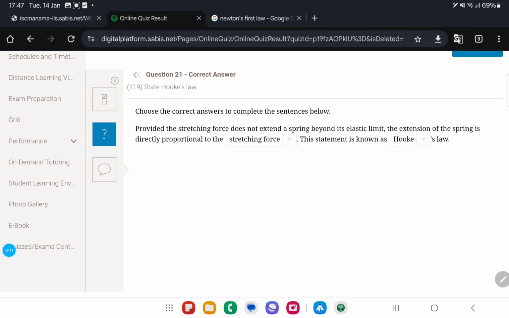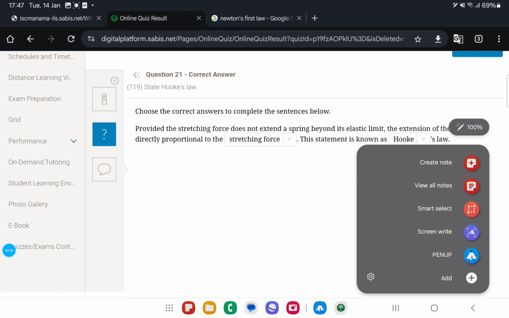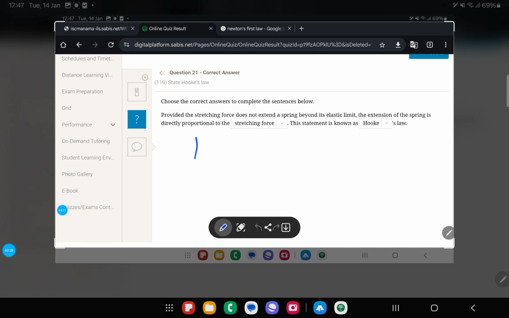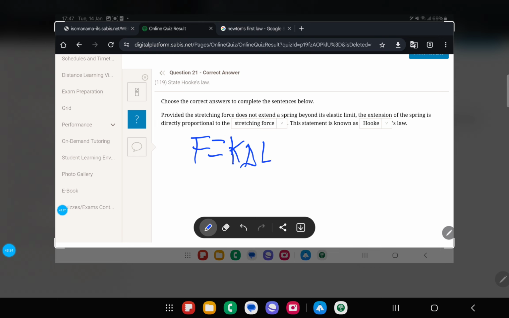Choose the correct answers to complete the sentences below. Provided the stretching force does not extend the spring beyond its elastic limit, the extension of the spring is directly proportional to the stretching force. This statement is known as Hooke's law. Yeah, basically, let me just quickly explain. Let's write the rule. Force equals spring constant times delta L, F = K delta L. Now they're saying that the extension of the spring is directly proportional to the stretching force.